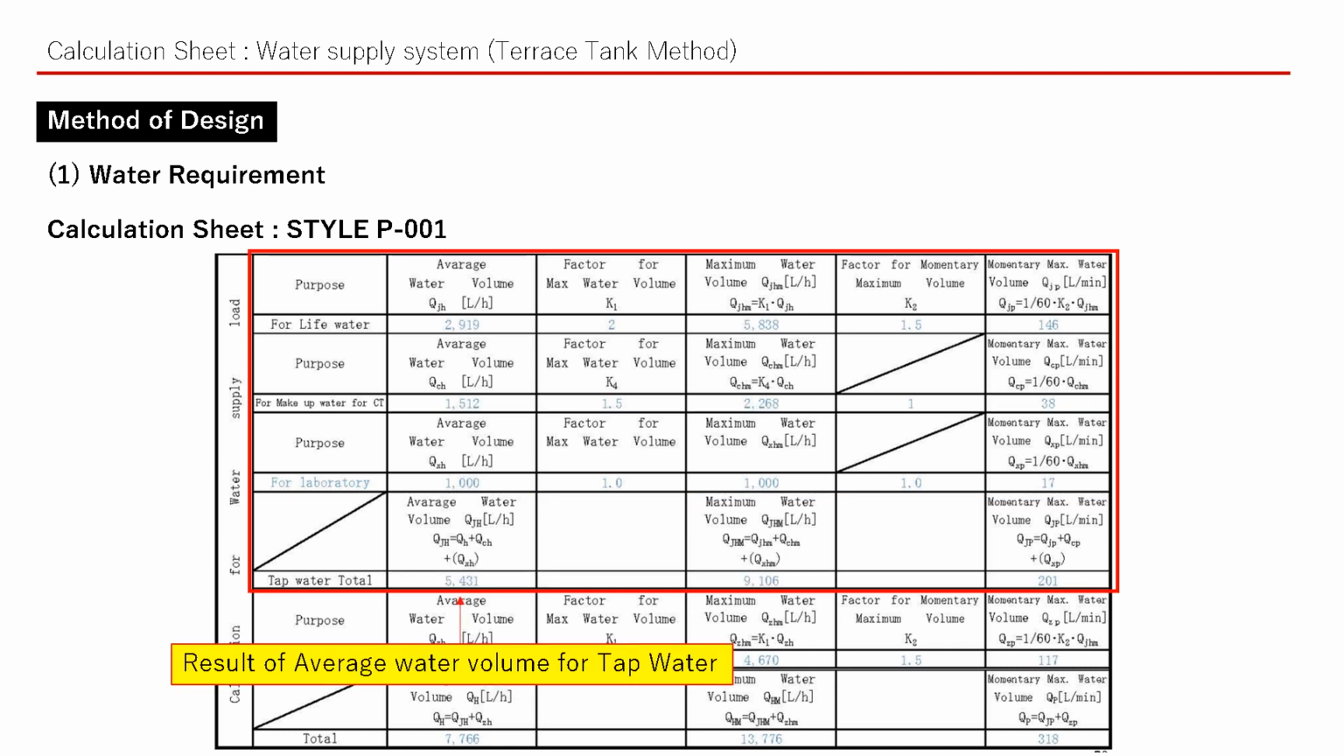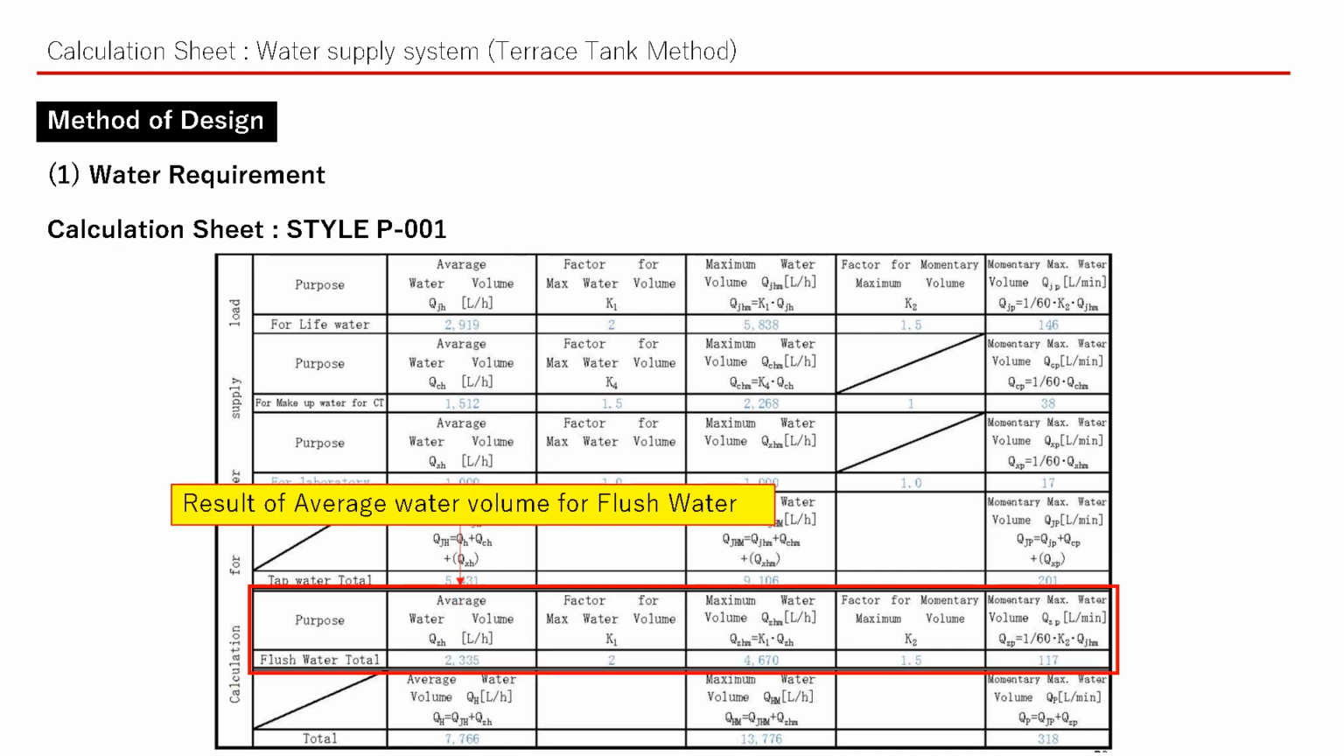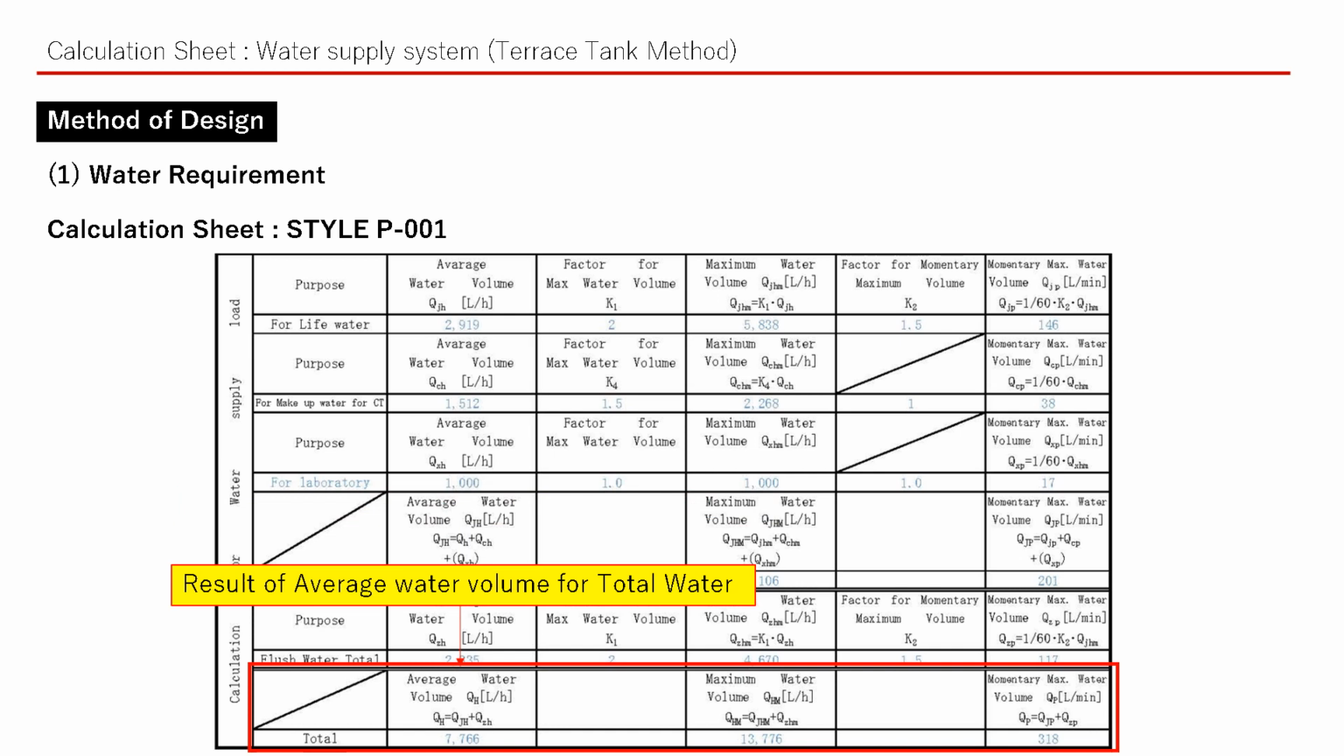This is the result of average water volume for tap water. This is the result of average water volume for flush water. This is the result of average water volume for total water requirement.